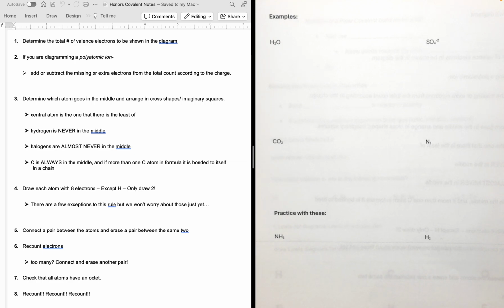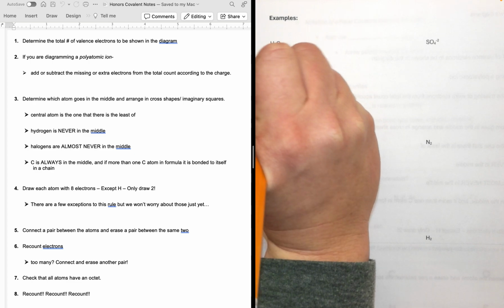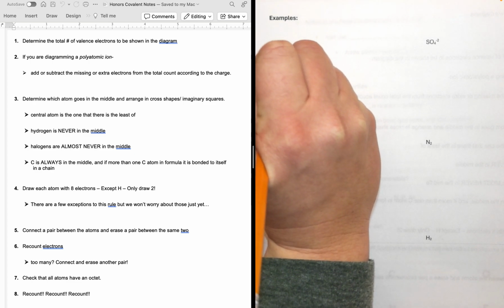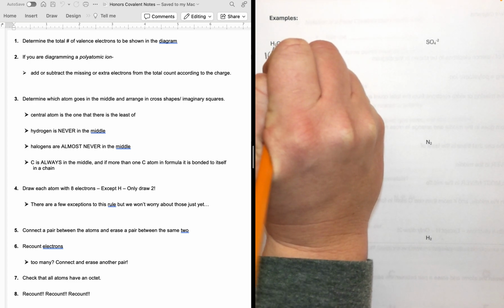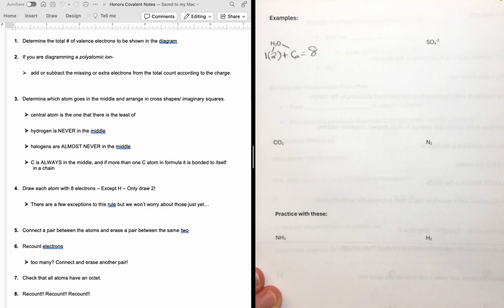Diagrams for compounds. So I have the step-by-step on one side. I'm going to do some examples for you on the other, but let's walk through the steps. So the first one says determine the total number of valence electrons to be shown in the diagram. So for water, for example, we know that hydrogen has 1 valence electron, and we have 2 of them, and oxygen has 6. So in my water diagram, I should have 8 total electrons.